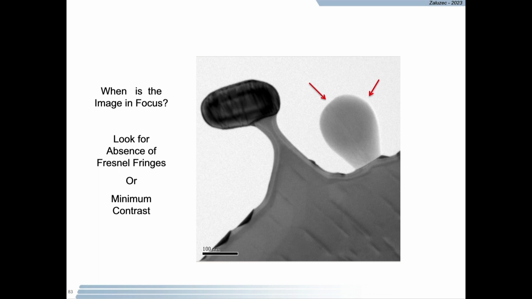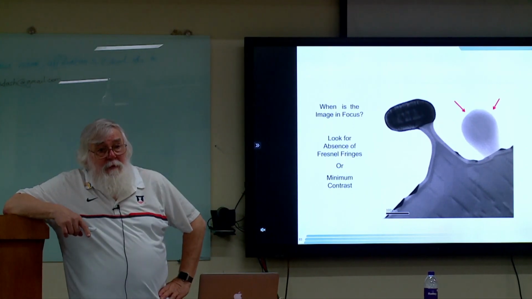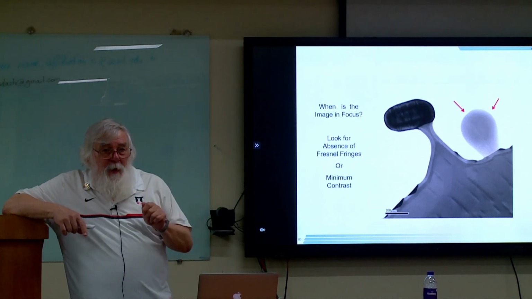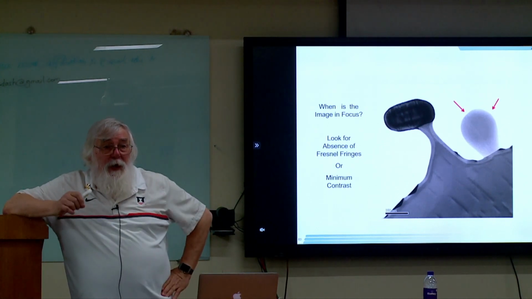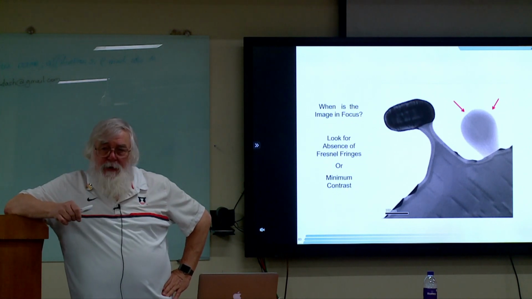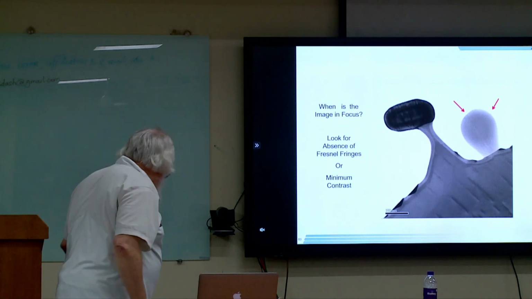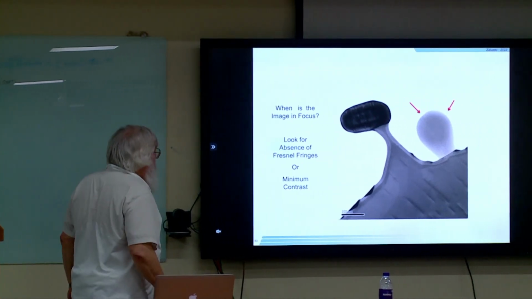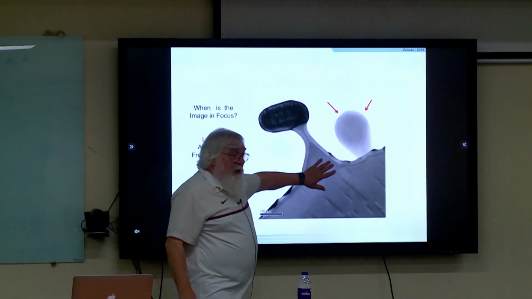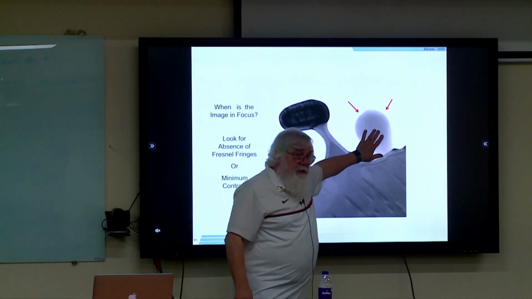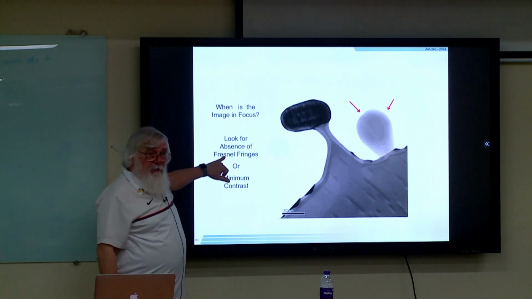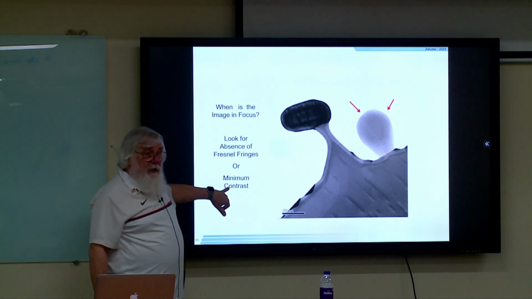We looked at an image similar to this before. In fact, it's the same area. And the question is, how do I know when my image is in focus? You know it's in focus when every electron scattered from the sample goes down to the screen. Now, how do I know every electron has gone down to the screen? What I look for in an image is the absence of a Fresnel fringe or minimum contrast.